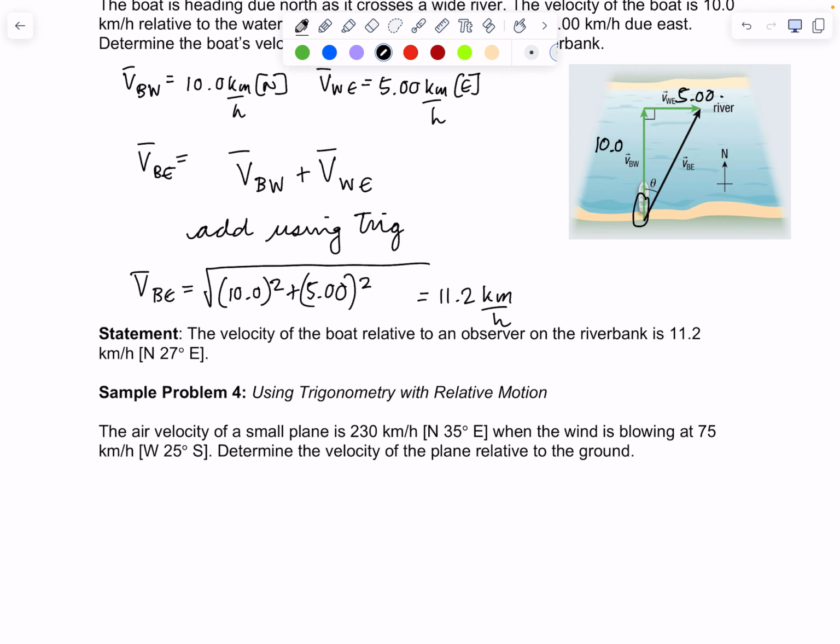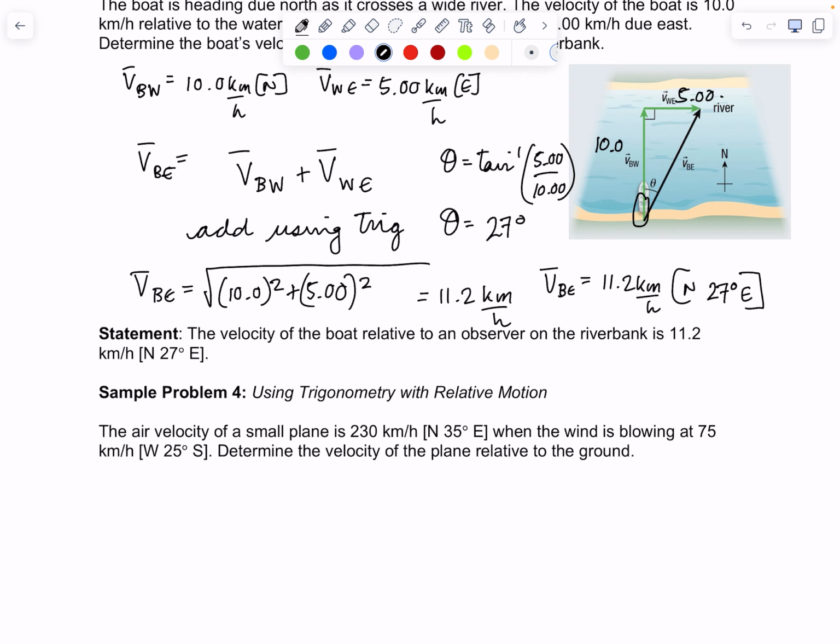We're going to use opposite and adjacent and the trigonometric ratio inverse tan, which is 5 over 10. So the angle, if we punch this into our calculator, we get 27 degrees. So the velocity of the boat relative to the earth is 11.2 kilometers per hour, 27 degrees east of north.